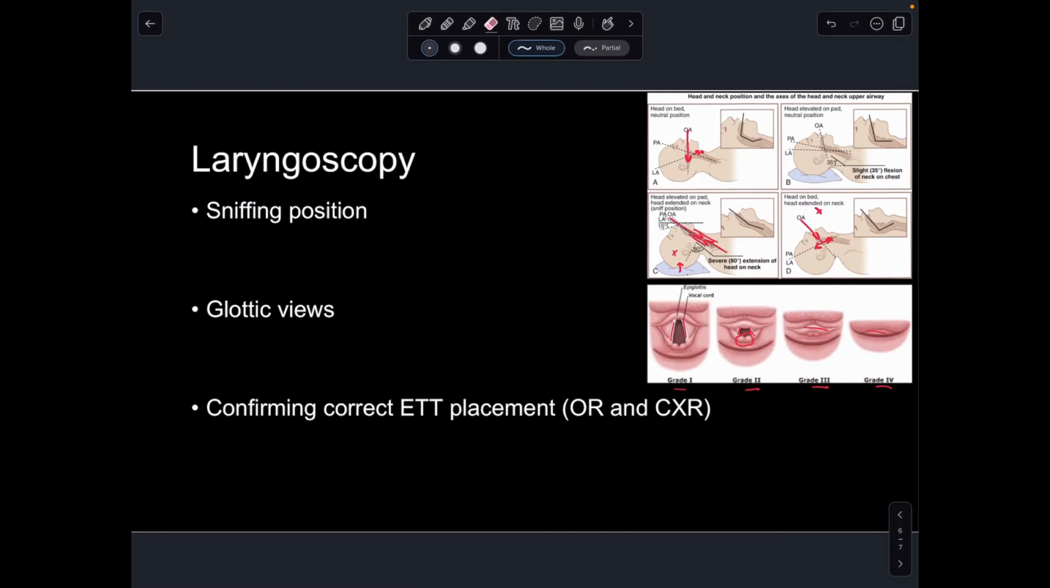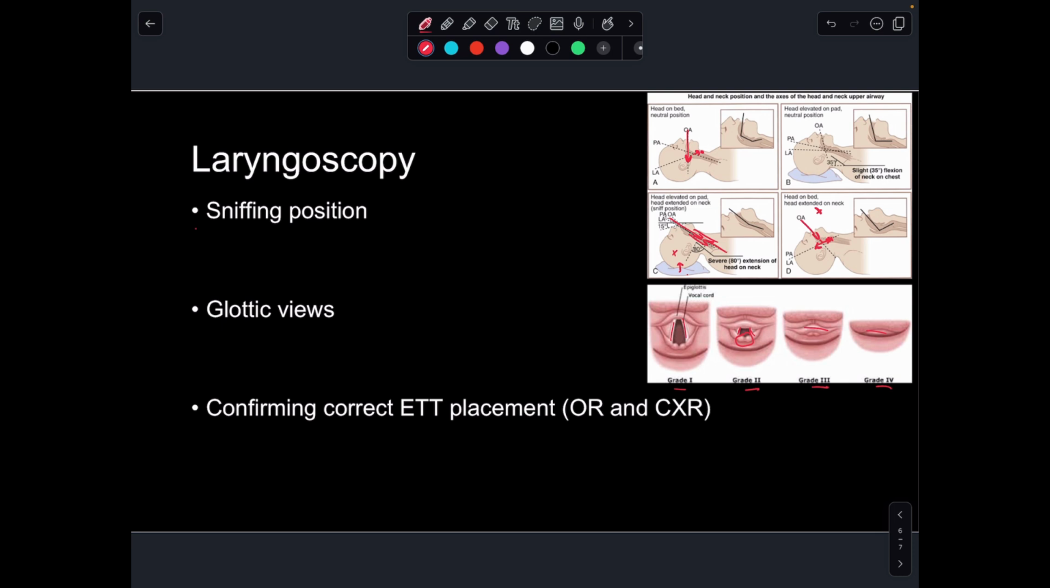So finally, you've performed mask ventilation, and you've decided that you're going to do an endotracheal tube intubation. And to do that, you're going to need to visualize the glottic structures or the larynx. So that's going to be via laryngoscopy.